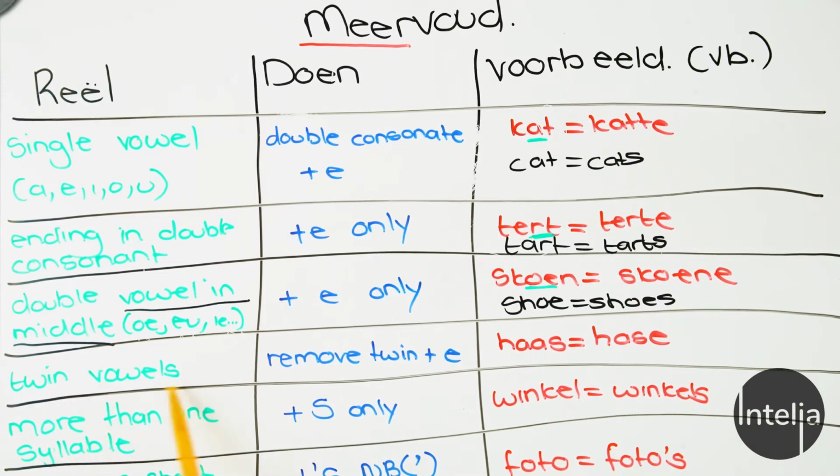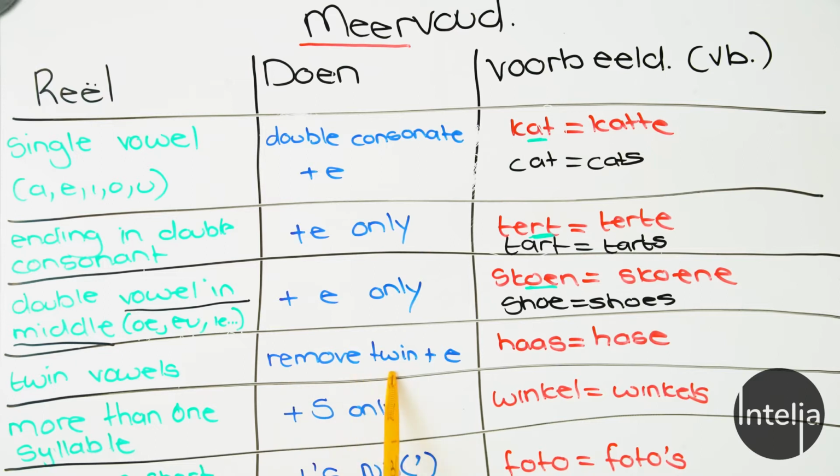Let's carry on. Twin vowels means 2 vowels, the same vowels. Remember twins? Anything related to twin means same. So twin vowels are two of the same vowel. When we have twin vowels, we remove one of the twin vowels and we add an E. For example, haas, here are our twin vowels, and haas becomes hase. We've removed one A and added an E. So twin vowels, remove one and add an E, hase. Awesome. Next one.